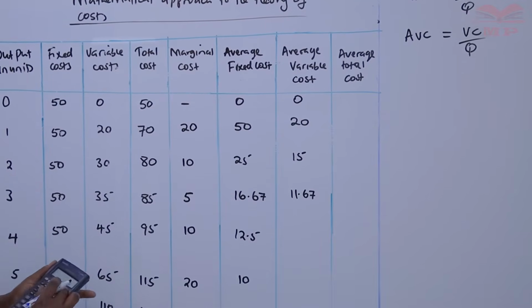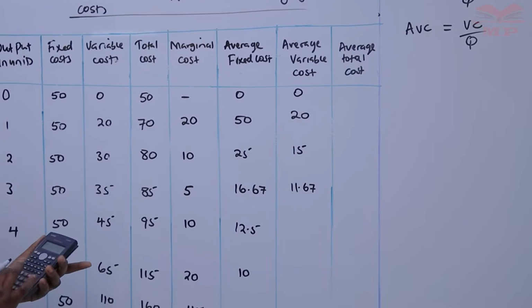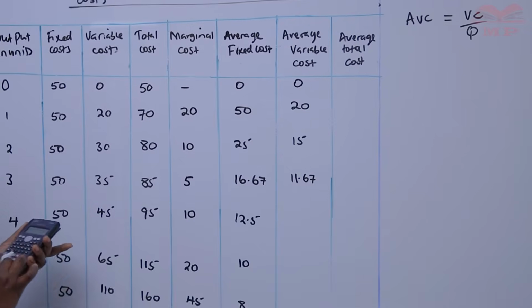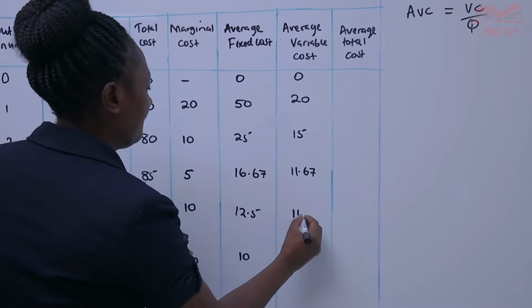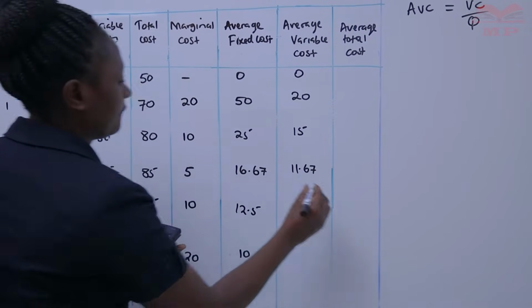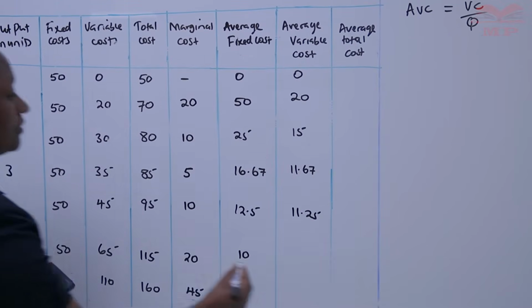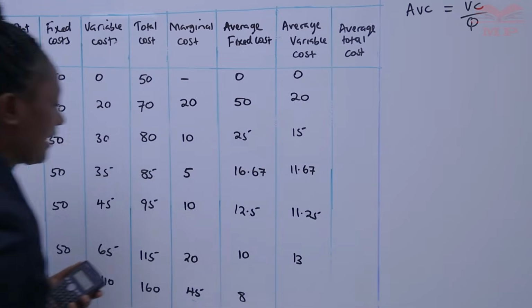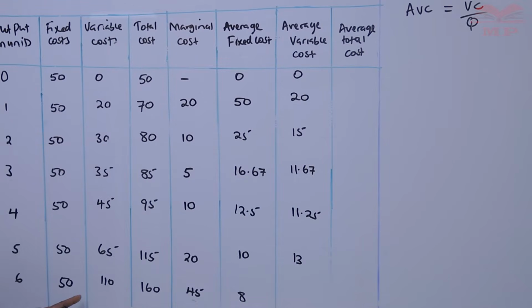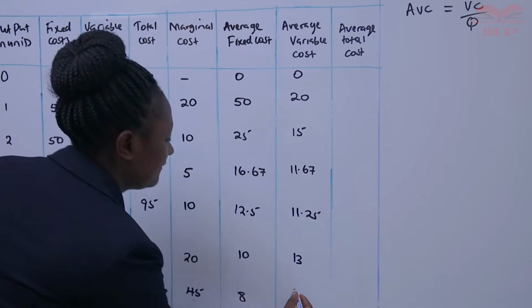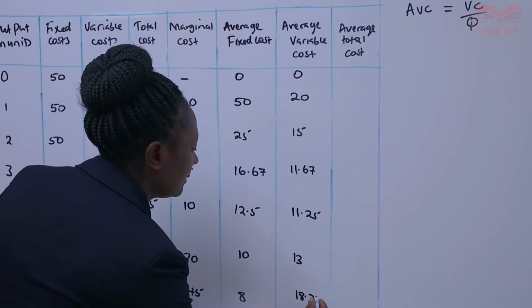For the fourth unit, the variable cost is 45. So 45 divided by 4 will get 11.25. For the fifth unit, we have 65 divided by 5, which equals 13. And for the last unit, the variable cost is 110 divided by 6, which will give us 18.33.